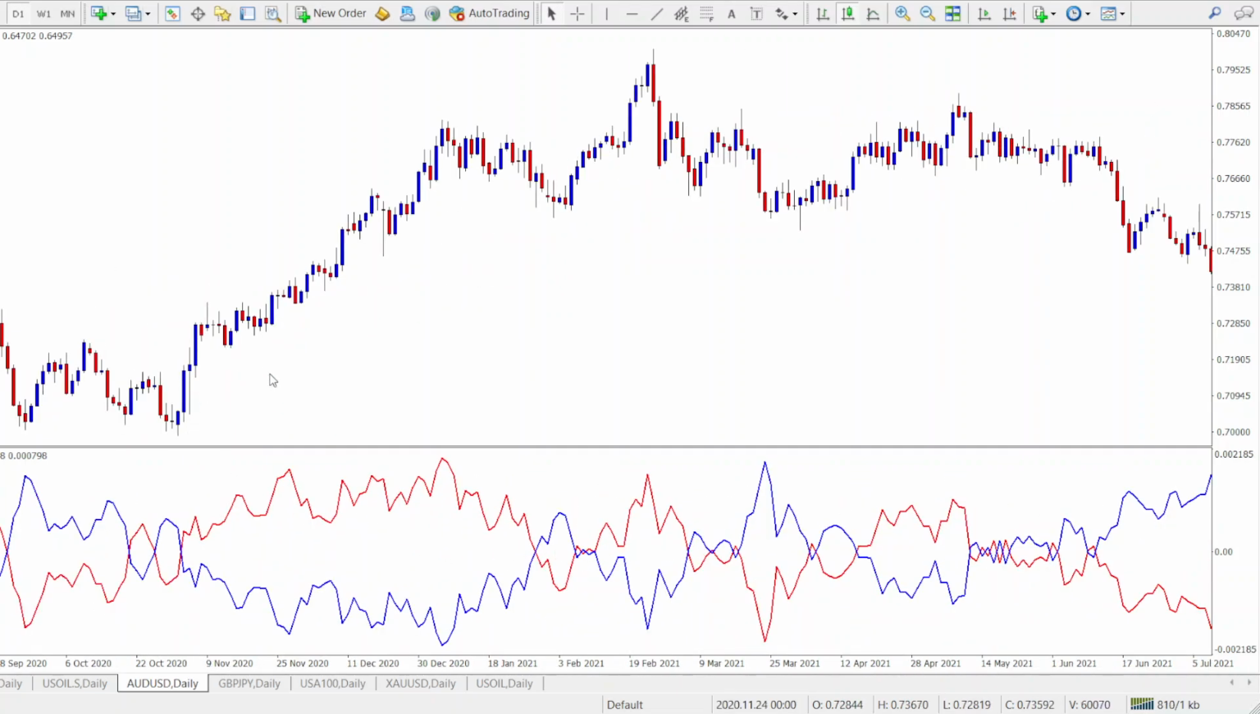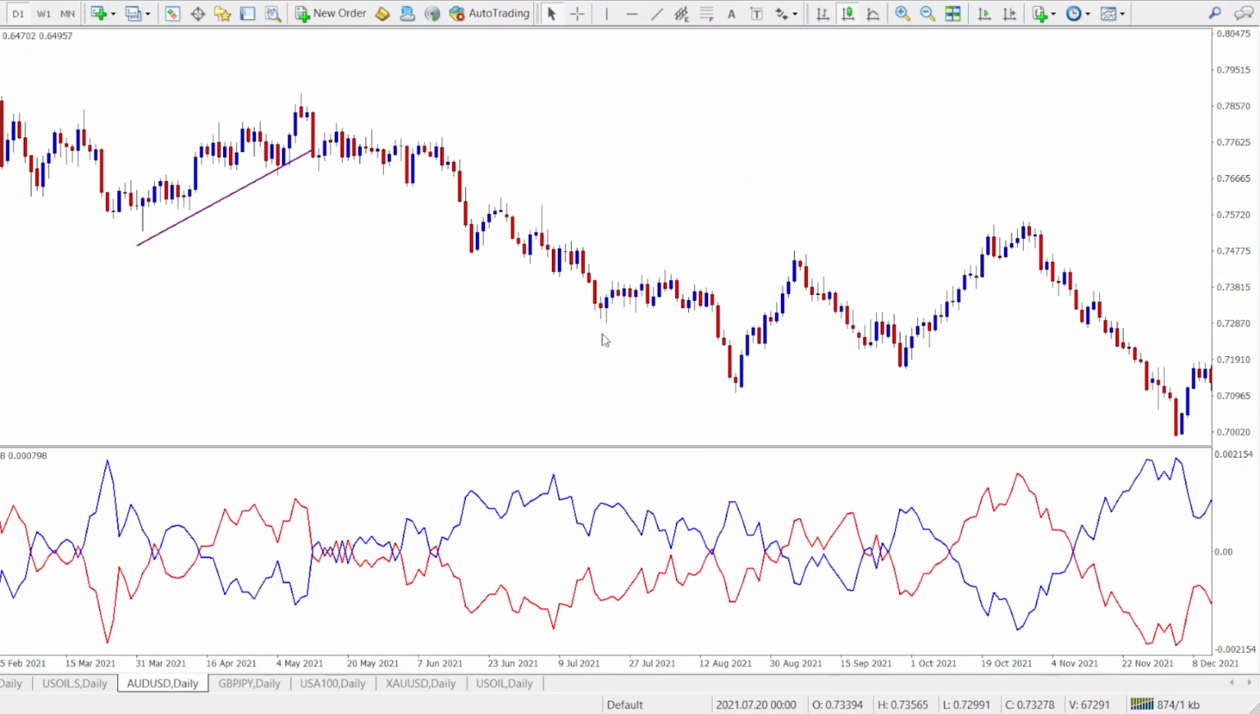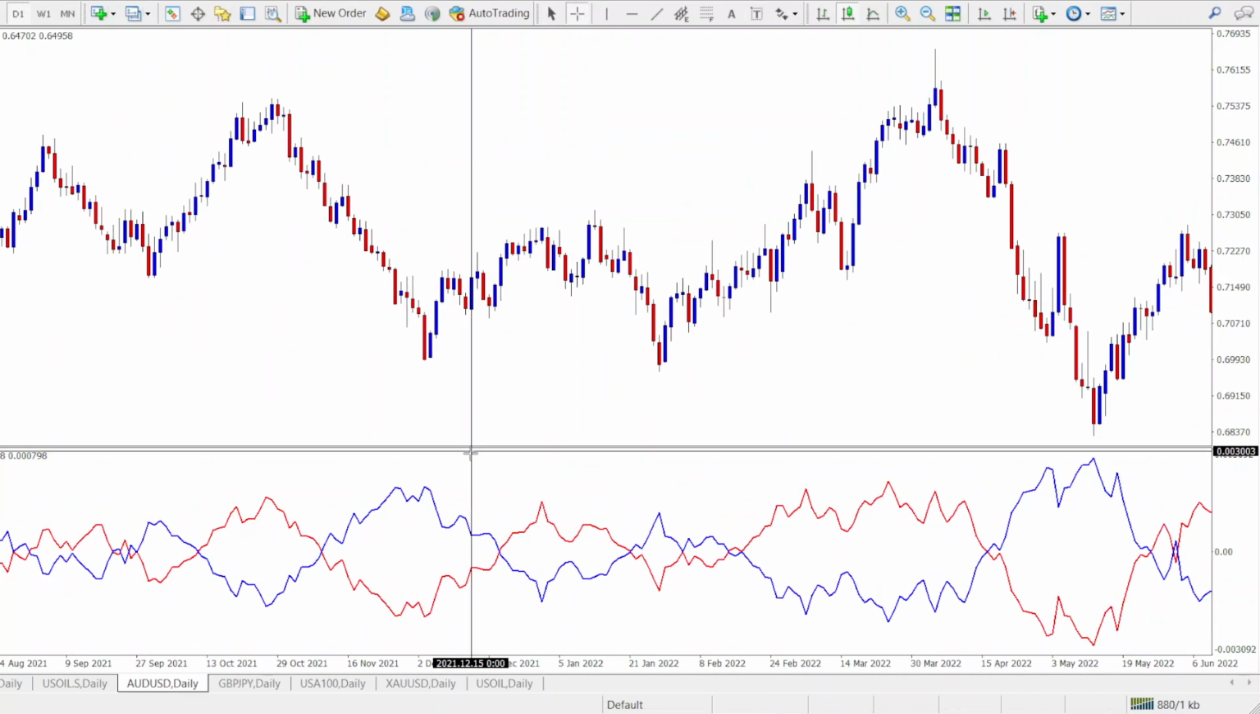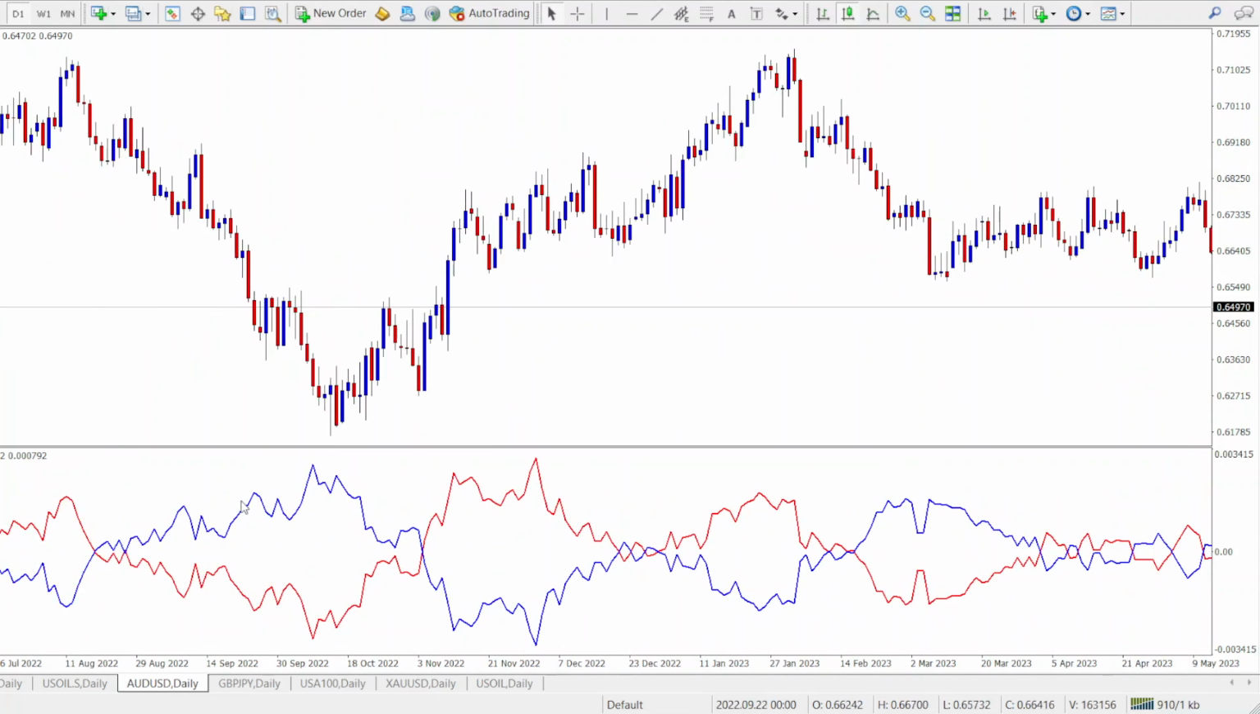Now let us look at another example. You can see here again, when you have the blue line go up and begin to come down, it represents an incoming bullish move. Let's look at another example. Here again it happened: the blue line goes up and starts to come down, and it represents an incoming bullish move. The same thing happened here again, an incoming bullish move.